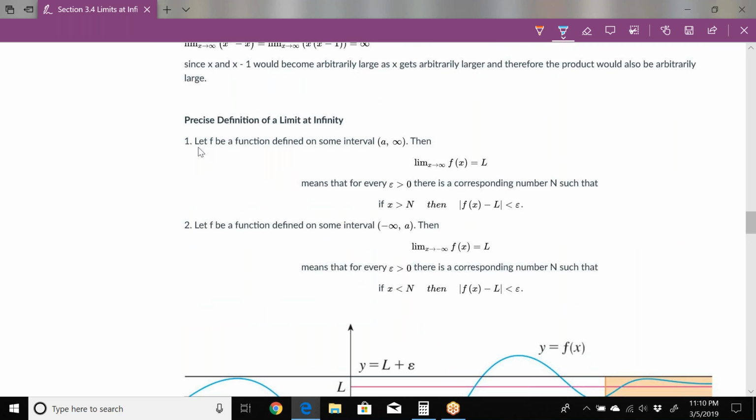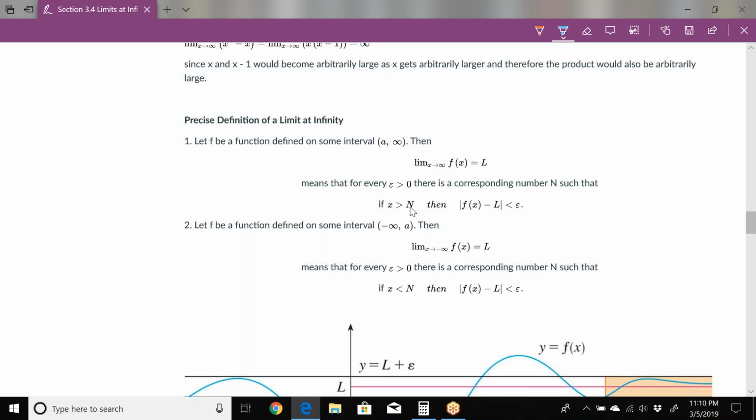It says, at infinity, let f be a function defined on some interval a to infinity. Then the limit as x approaches infinity of f of x is L means that for every epsilon greater than 0, there is a corresponding number N such that if x is bigger than N, so that's our point on the x-axis where we say we've gone far enough, and after this point, the graph stays in a neighborhood around the limit.